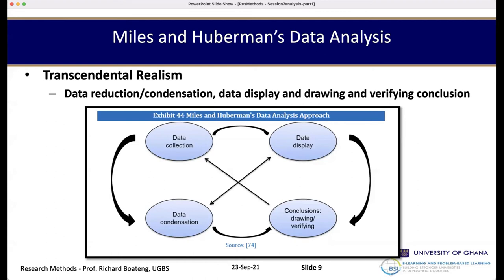Now, in the past, data condensation used to be called data reduction. That's the 1994 model by Miles and Huberman. But when they wrote a later version of the book, 2003 or 2008, or 2013, I can't remember, the newer version of their book argues for a fourth dimension starting from data collection and says that the data doesn't really get reduced, it gets condensed when you do analysis. So reducing means that you're actually stripping away some of the data. But what you are trying to say is that it rather gets condensed into meaningful forms.